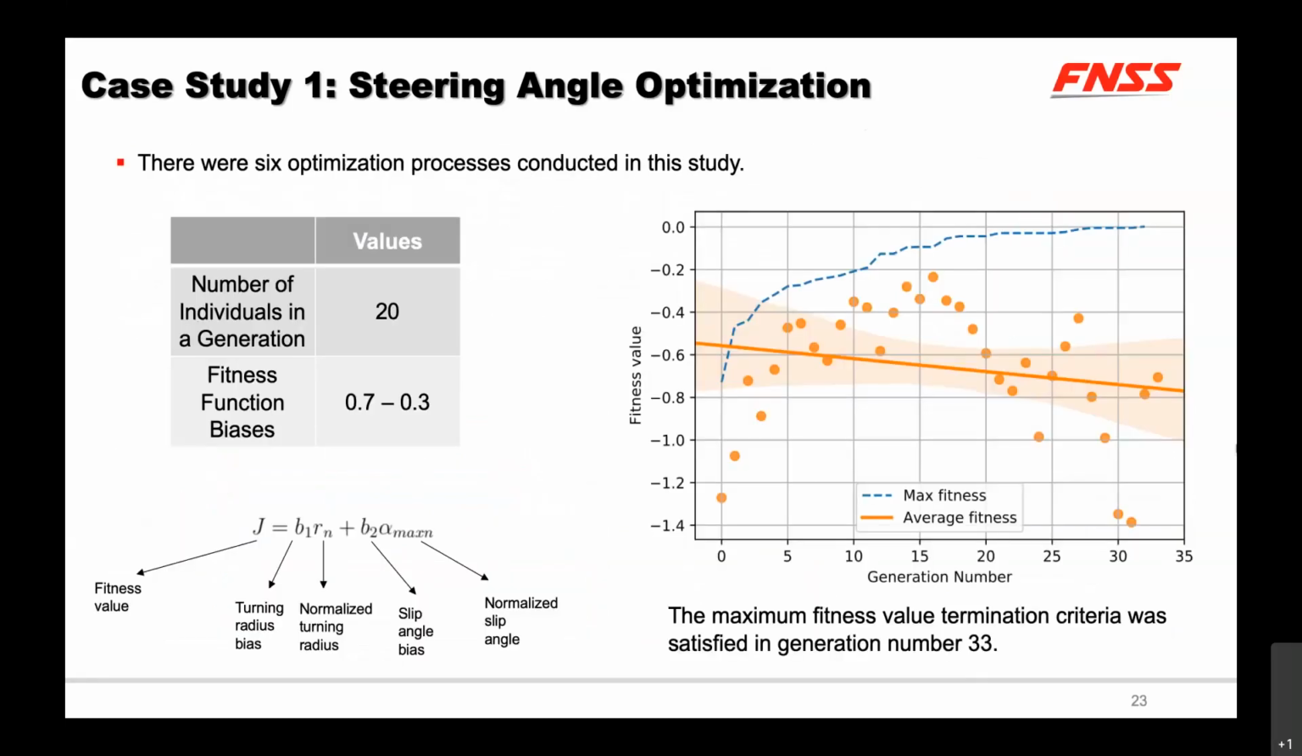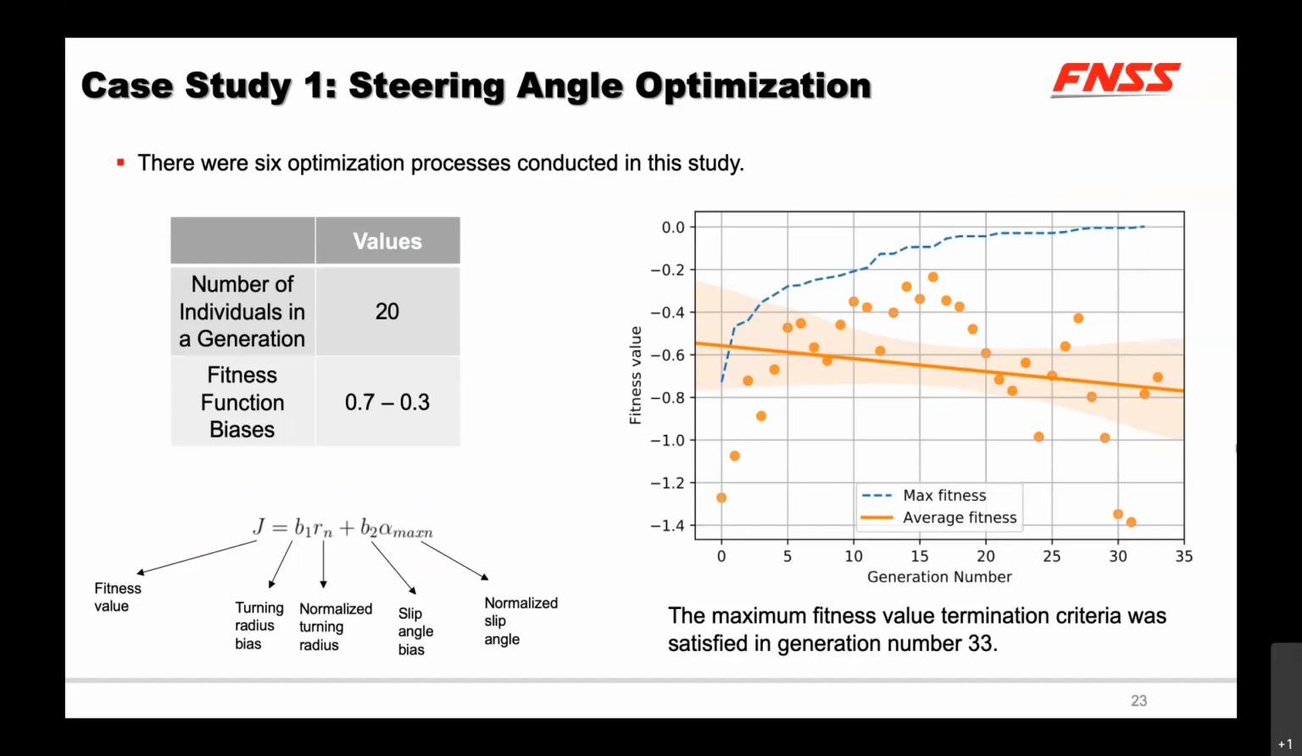Then we run our algorithm using 20 individuals in each generation and fitness values of 0.7 and 0.3. The 0.7 is the weight of the normalized turning radius, and 0.3 is the weight of the normalized slip angle, which means we are prioritizing turning radius over slip angle. And we obtain a genetic algorithm result as shown here.